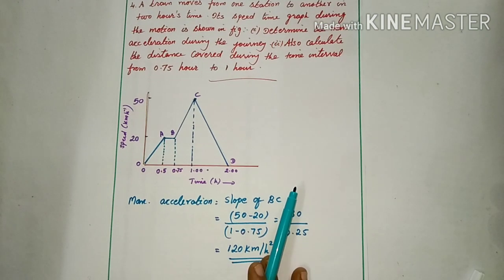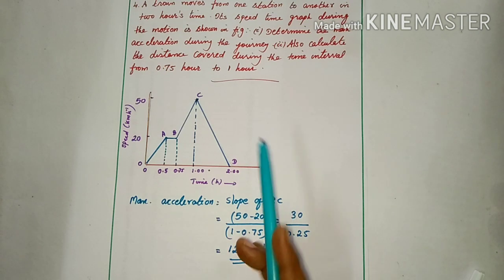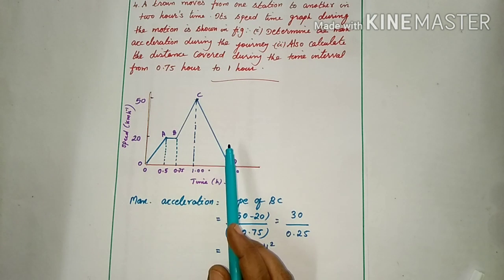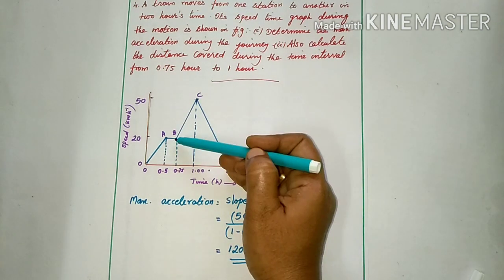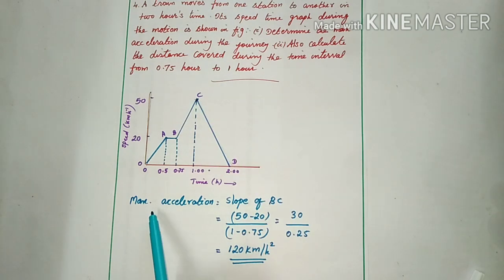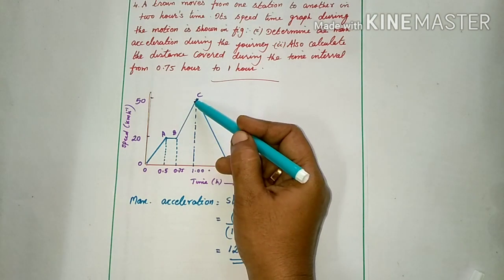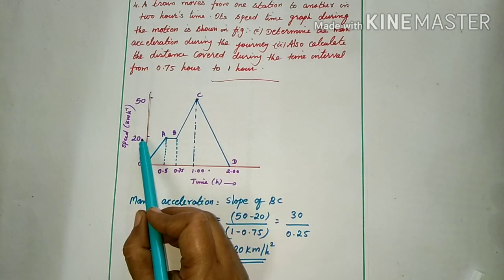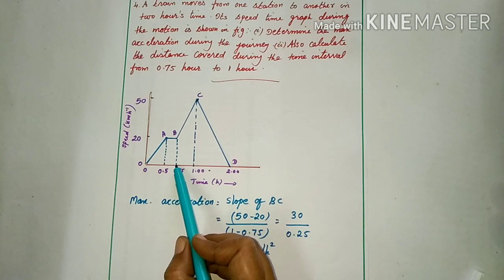So you want to calculate the maximum acceleration. Then how will you find out the maximum acceleration from the speed time graph? It is equal to the slope of the graph. So here the maximum acceleration is obtained from the slope BC. So we can write maximum acceleration is equal to slope of BC. So how will you calculate? V2 minus V1 divided by T2 minus T1.